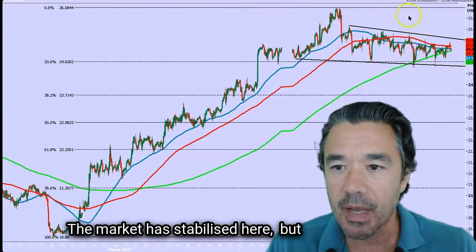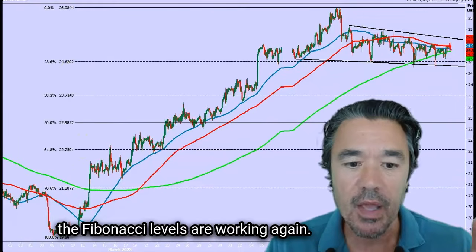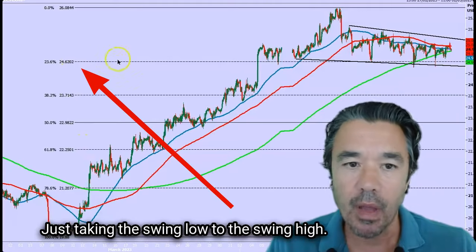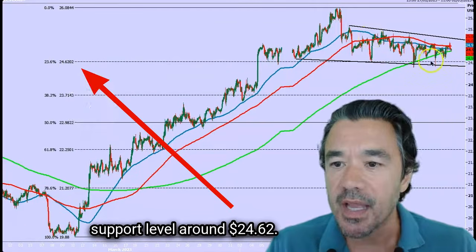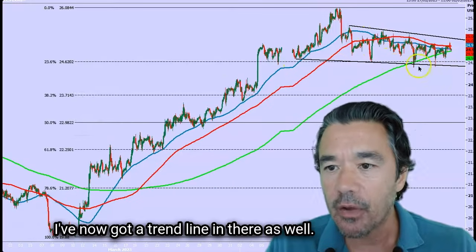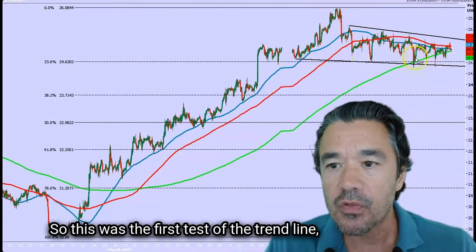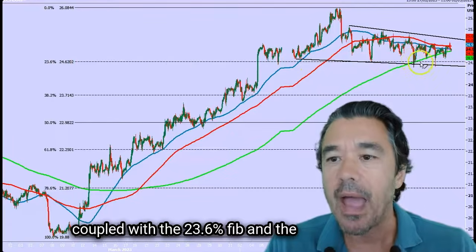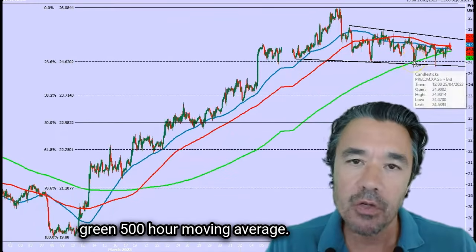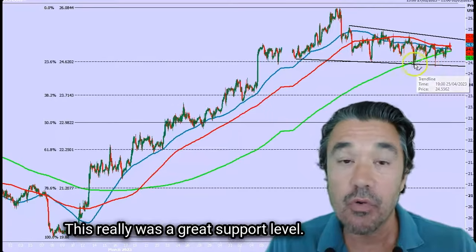The market has stabilized here, but the Fibonacci levels are working again, just taking the swing low to the swing high. We've got a really nice support level around $24.62. And of course, that has worked. I've now got a trend line in there as well. So this was the first test of the trend line, coupled with the 23.6% fib and the green 500-hour moving average. This really was a great support level.